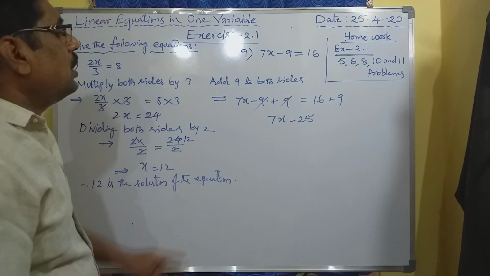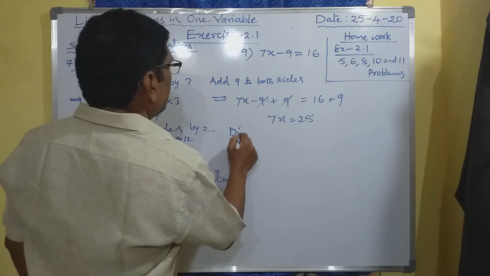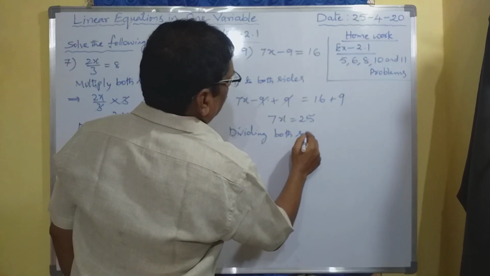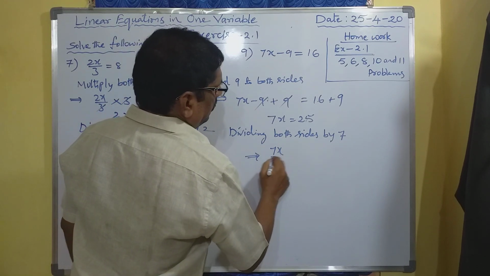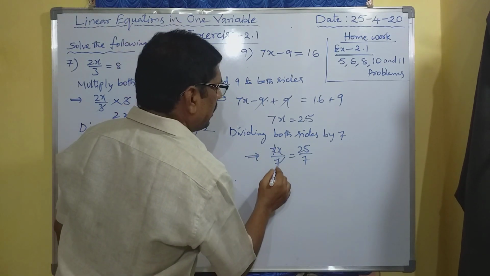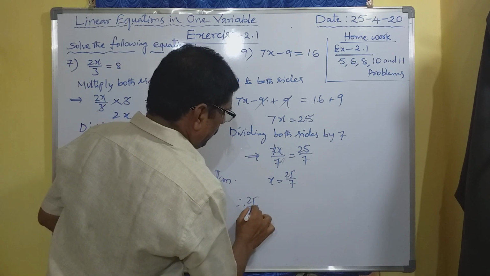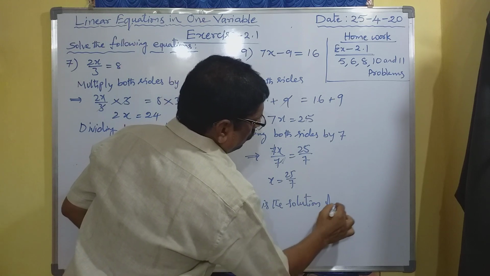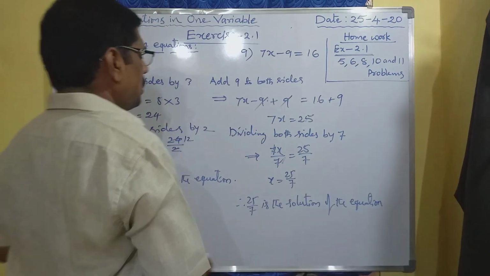Okay. Now here 7 into x, 7 is multiplied. So we have to divide by 7, dividing both sides by 7. Then we get 7x by 7 is equal to 25 by 7. Here 7 will be cancelled. Then we get x is equal to 25 by 7. Therefore 25 by 7 is the solution of the equation. Okay, did you understand?